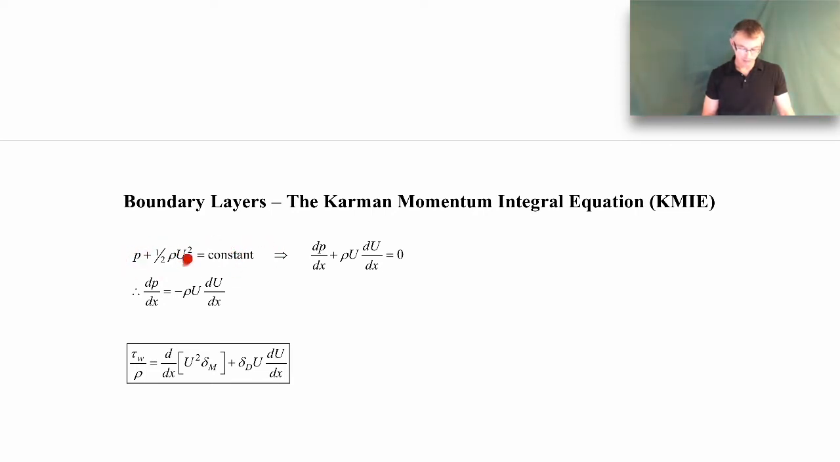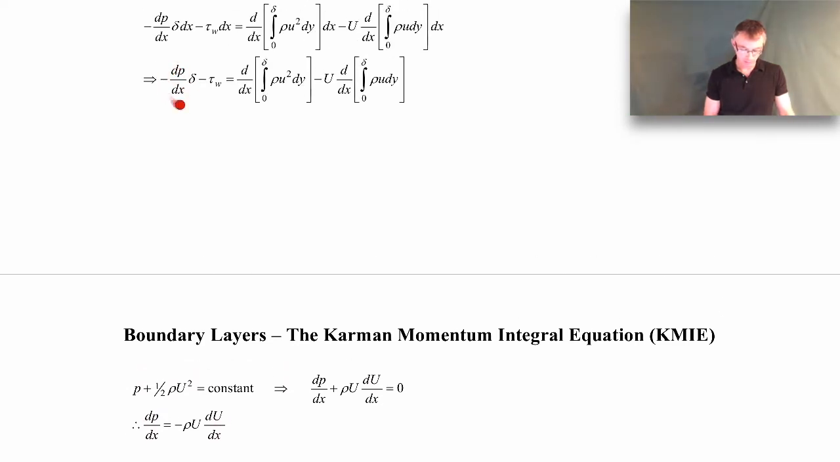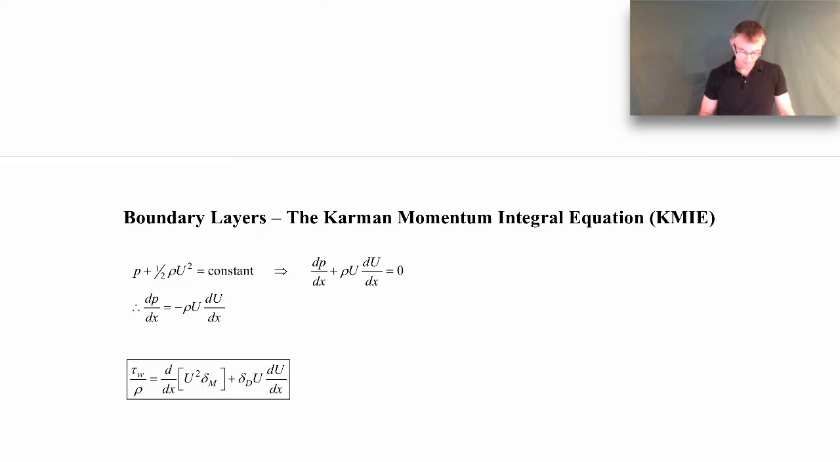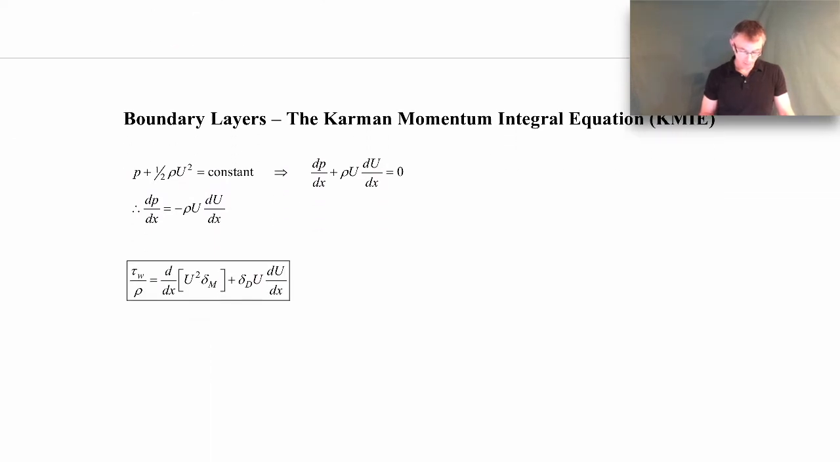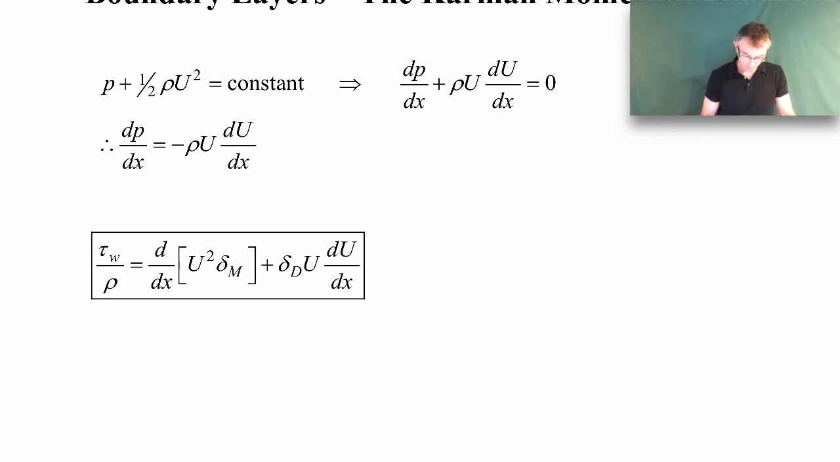Remember, the velocity outside the boundary layer is capital U. That's just the outer flow velocity. And if you take the derivative of this, you get dp/dx right here, and that dp/dx will just substitute in right up there. And if you do that and a little more rearranging, you'll end up with what's known as the Karman momentum integral equation right here.